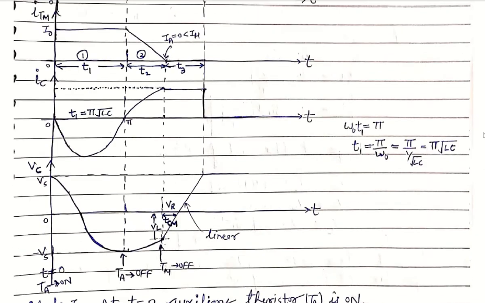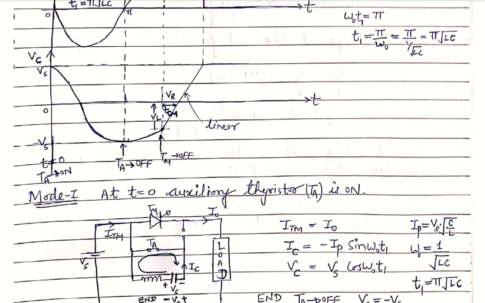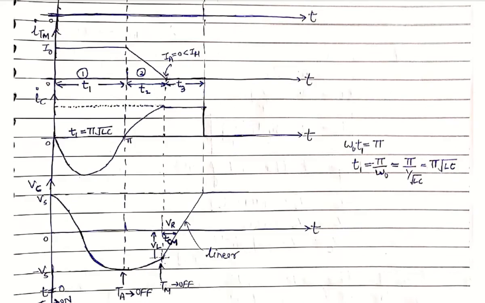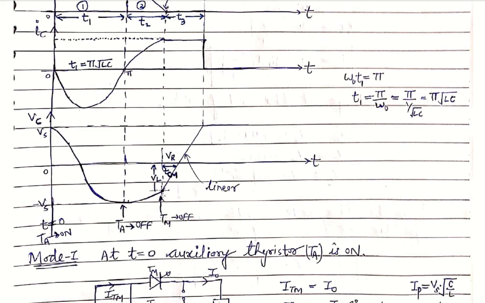So up to time T2, this is mode 1 and mode 2. Up to time T1 the auxiliary thyristor TA conducts, and after that the main thyristor TM is started and continues up to T2 time, and it turns off at T2 time. The capacitor voltage has an amplitude of minus Vc cos omega naught T2. So it will continue in the cosine function up to time T2, and after T2 this TM will be off.